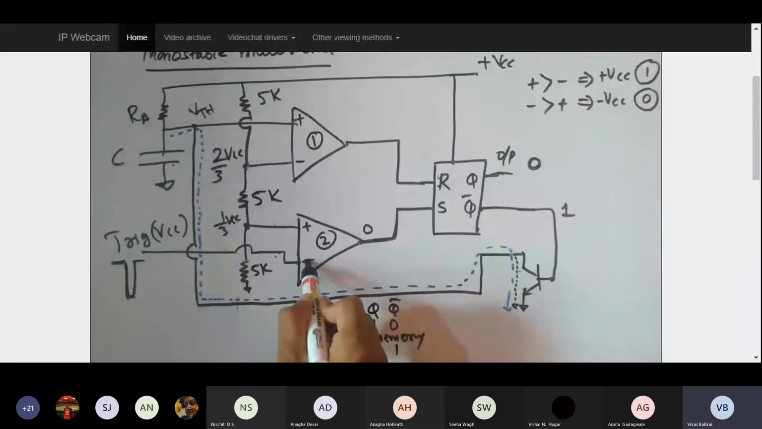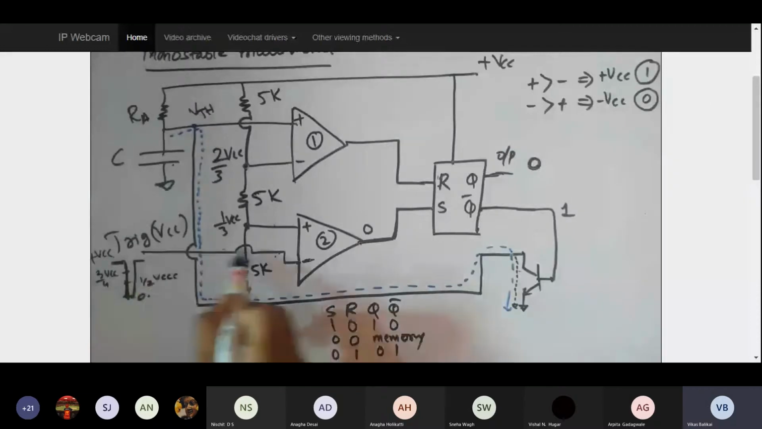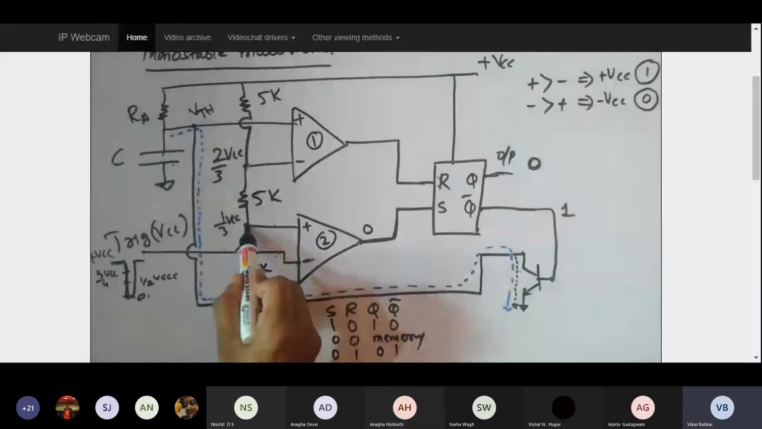So at the point when the plus VCC is here, somewhere here take it as 3/4 VCC, here take it as 1/2 VCC, and here 0. So it is decreasing: 5 volt, 4.5, 4, 3.5, 3, 2.5, 2, 1.5, 1, 0. So in this way it is decreasing. As and when it is decreasing, the same value is getting applied to this negative terminal, but this positive terminal is already held at 1/3 VCC.